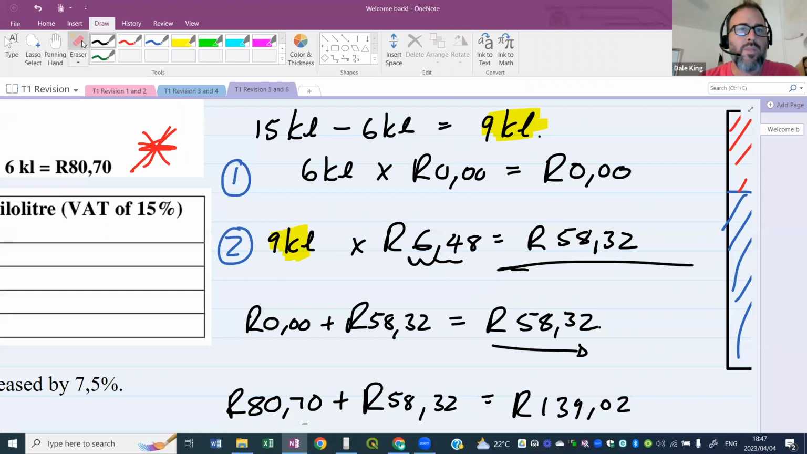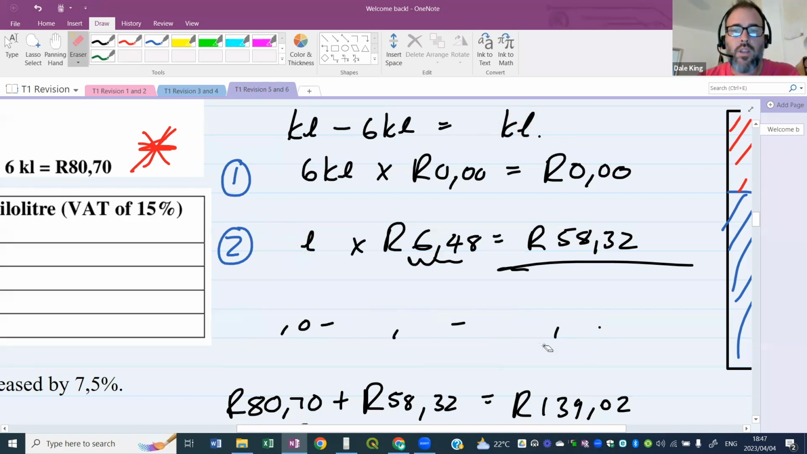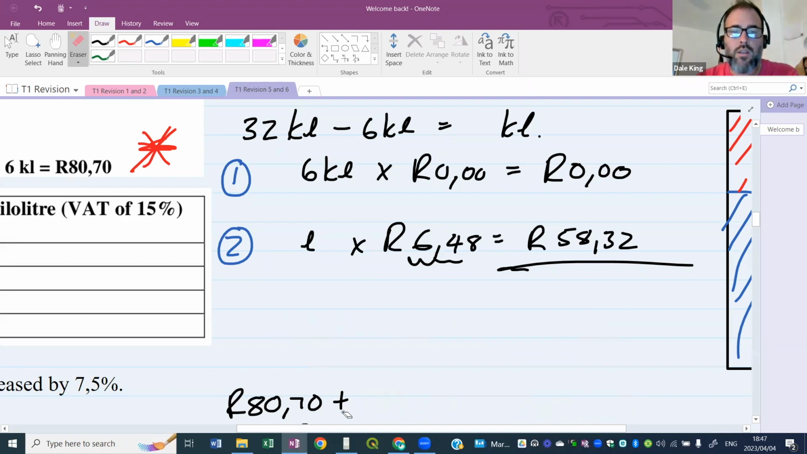Woo! 32 kiloliters of water. Oh my gosh. 32, guys. This person is using 32 kiloliters of water. Work with that one. Be careful. Let's see what you get.